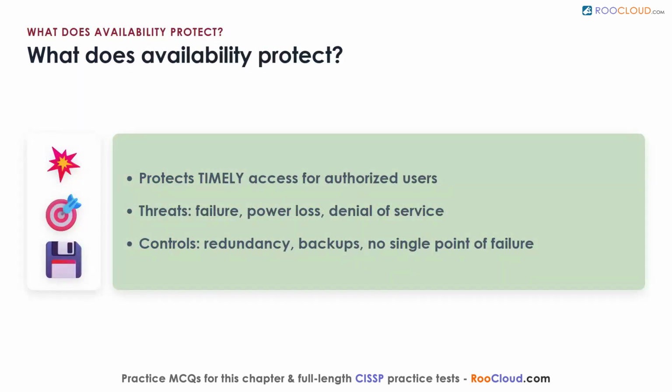What does availability protect? It protects timely access for the people who are allowed in. A system can be perfectly secret and perfectly accurate, yet useless if nobody can reach it. Threats include hardware failure, power loss, and denial of service attacks that flood a system offline. You protect it with redundancy, tested backups, and no single point of failure. A hospital record must open the instant a nurse needs it.